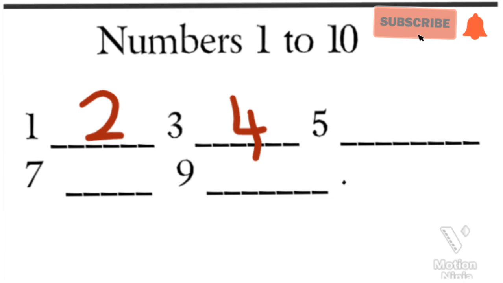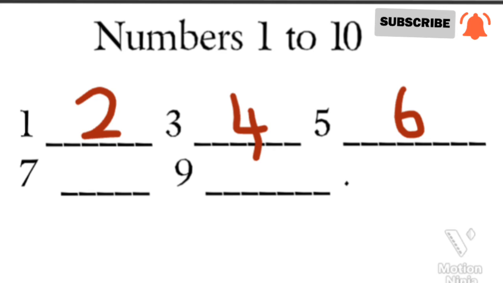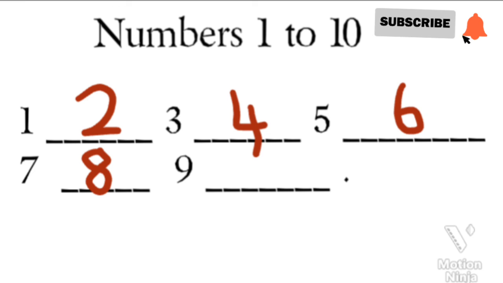So 1, 2, 3, 4, 5 is there. So what will come after 5? What will come in this line? Yes, 6. Very good. So 1, 2, 3, 4, 5, 6, 7 is also there. So what will come after 7? It is 8. Very good.